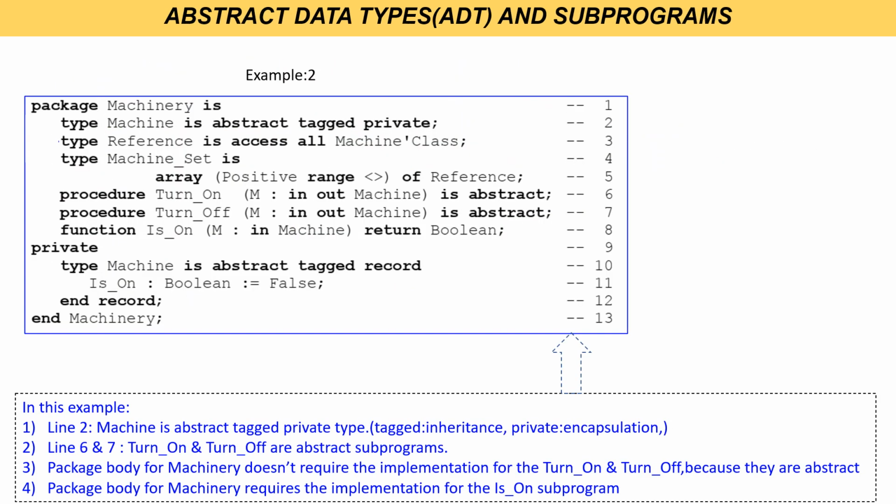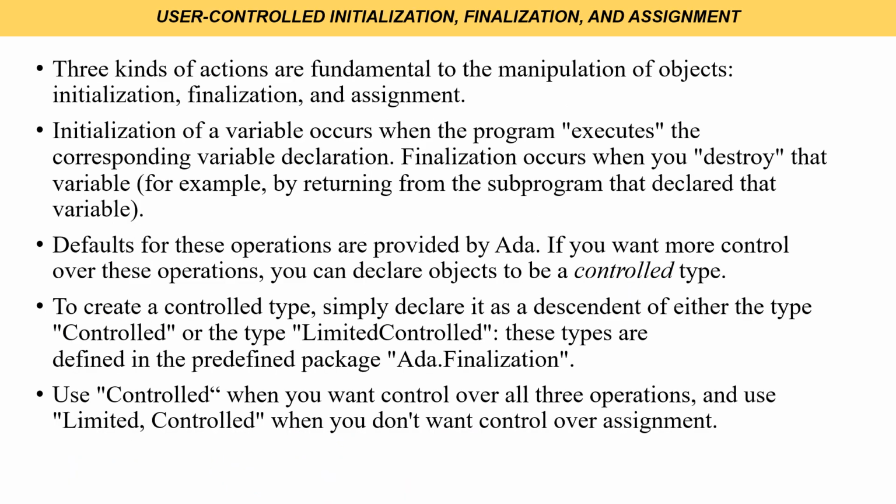So this is one more example. You see, this Machine is an abstract tagged private, and the next one, Reference, is access all, a pointer to the abstract type. The Machine has one array, and Turn_On and Turn_Off are abstract procedures, and Is_On is a normal procedure.